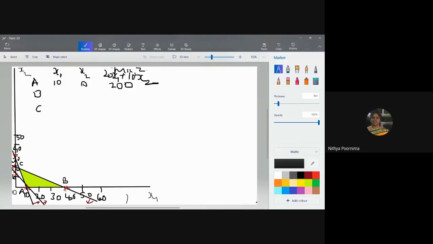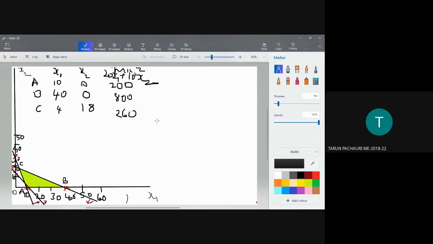What about point B? It is 40 x1, x2 is 0. How much? 800. Okay. And for point C, x1 is 4, x2 is 18. Can you give me what is the answer? So it's 260. Now, what is your optimal solution?